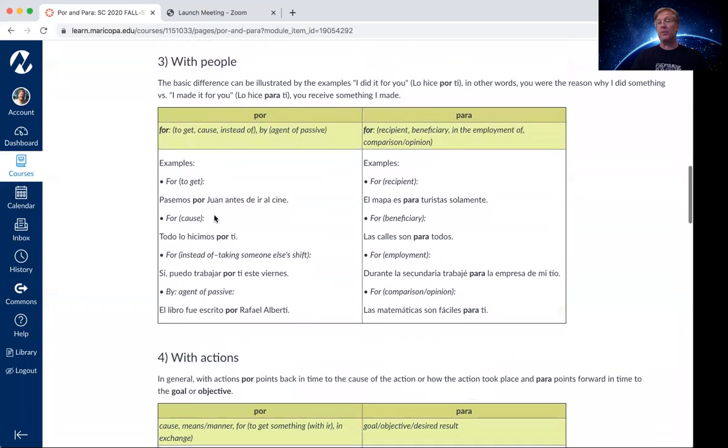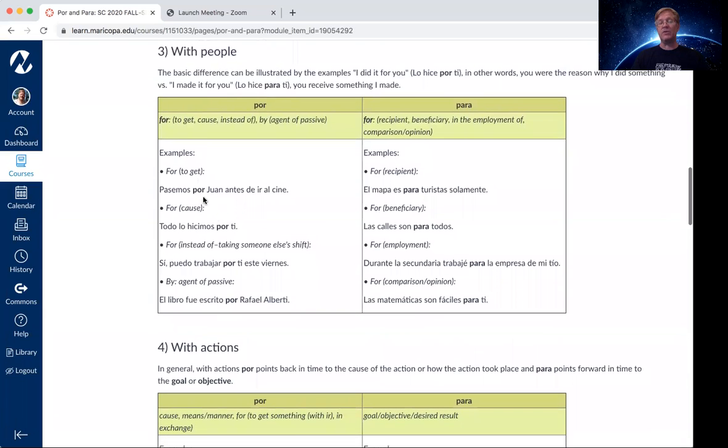We also use por and para with people. And so here they both mean for, and this is where it's confusing for English speakers. So for, meaning to get, cause, instead of, or the agent of the passive, are all por. And beneficiary, recipient, the employment of, comparison, opinion, are all para.